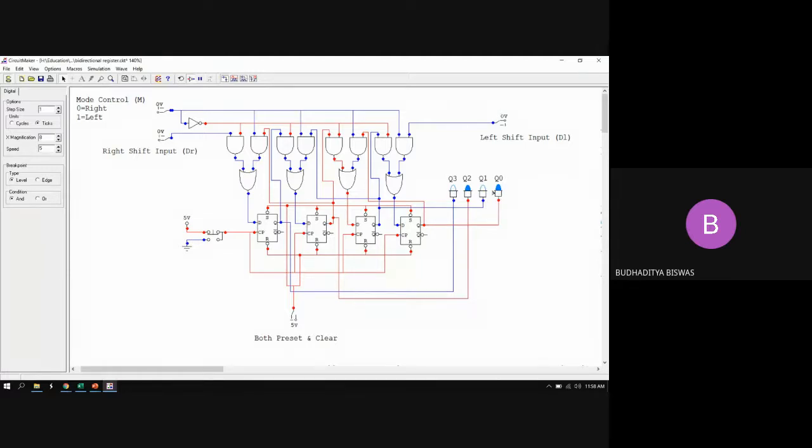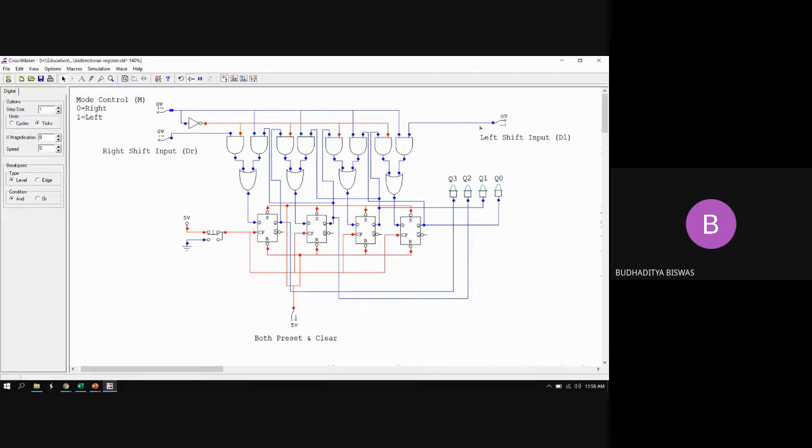So this data is stored inside the flip-flops from the left direction toward the right direction. Now, as I give another clock pulse, the data are shifted towards the right, and ultimately it is gone because the right input is connected to 0.